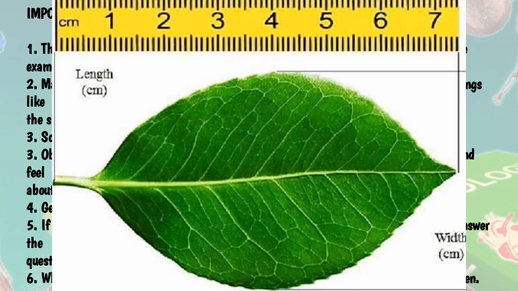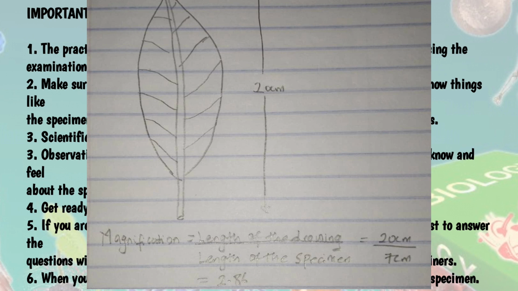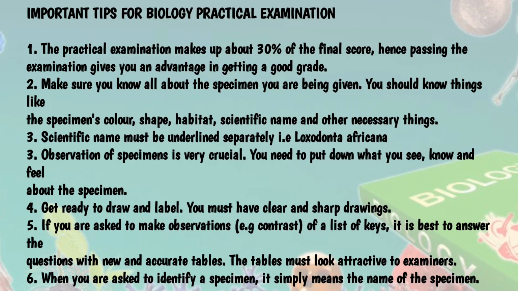specimen. So in this case, the leaf given to us measures about 7 centimeters. Then our drawing measures about 20 centimeters. So when you divide 20 by 7, you end up getting 2.86. So that's the magnification of the diagram. So you must calculate for that and write it somewhere towards the lower corner of your space. Just calculate it and write it. It's very important you do that in the biology practical examination.